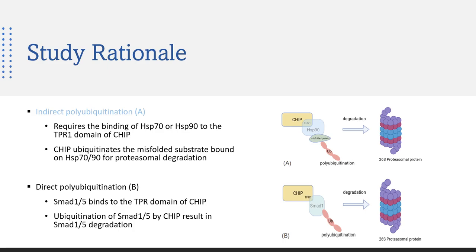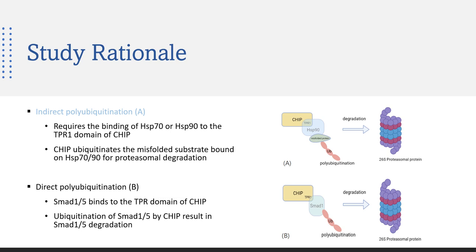The study rationale is based on the ability of CHIP to bind to the HSP90 protein. CHIP can bind to its substrate and initiate either direct or indirect polyubiquitination. Figure A is showing the indirect polyubiquitination. This requires the binding of HSP70 or HSP90 to the TPR1 domain of CHIP. This enables CHIP to ubiquitinate the misfolded protein that is attached on the HSP70 or HSP90 for degradation.